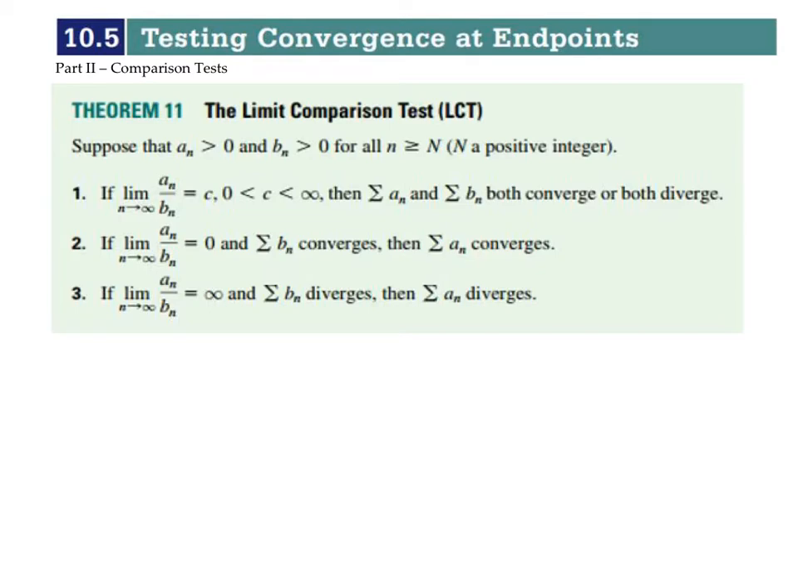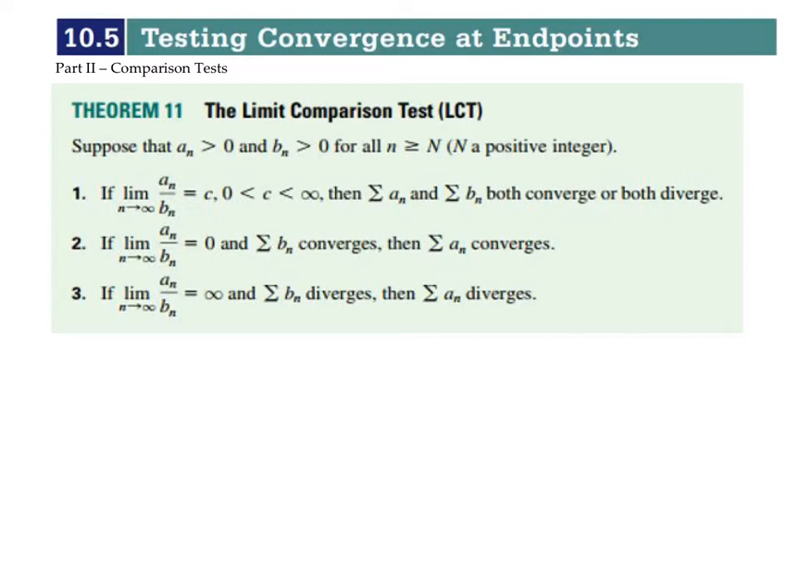So suppose we have two series, an and bn, both of which have to be positive, maybe not initially, but after some index n, from then on they're both positive. And we take the limit of an over bn. We have three cases. We either get some positive real number c, or we get 0, or we get infinity. Now, if you get a positive real number c for a limit, then either both of the series converge or both diverge. So that's pretty useful.